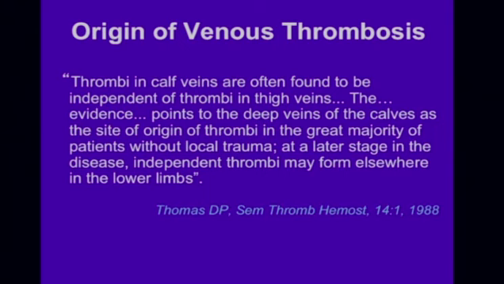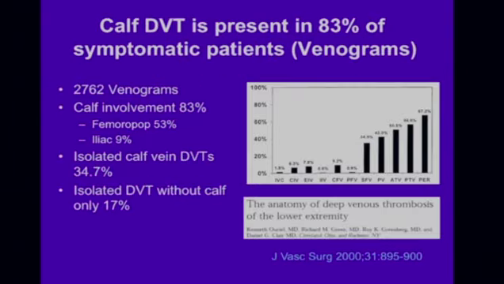Independent thrombi develop in the lower limbs, although the calf veins are thought to be the origins of most of the clots. In fact, this is worked out by looking at venography, where calf DVT is present in 83% of patients having venograms who are symptomatic. Isolated calf DVT is present in about a third of patients.